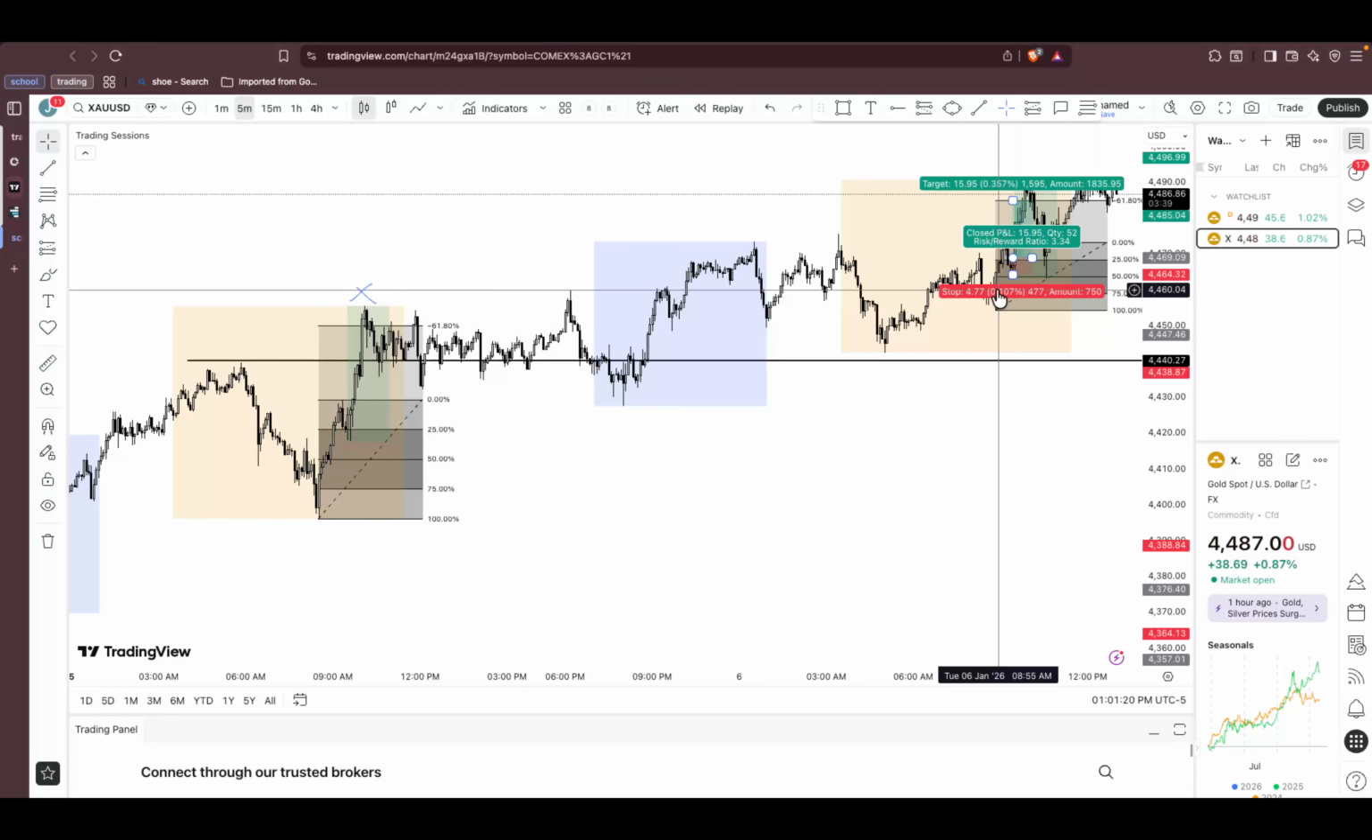But that's basically it for today for the entries that I've been looking at, and I'm going to continue studying this, seeing flaws in it and see how I can improve it.